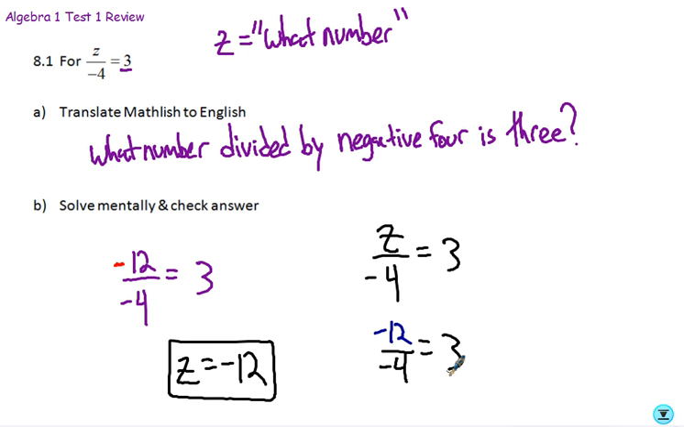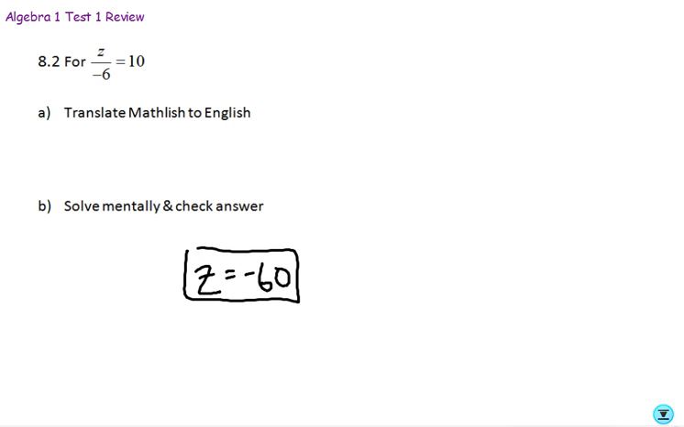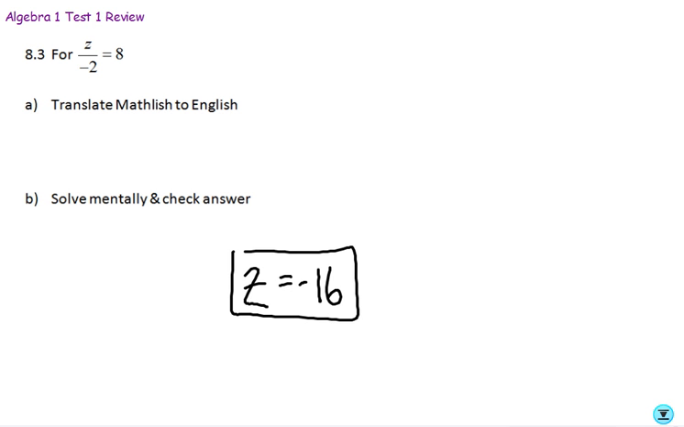And when you're done, hit play again, and I'll show you the answers to those two. Alright, so let's check on 8.2 with you. You should have got z is equal to -60. And for 8.3, you should have got z is equal to -16. Alright, so that concludes number 8.